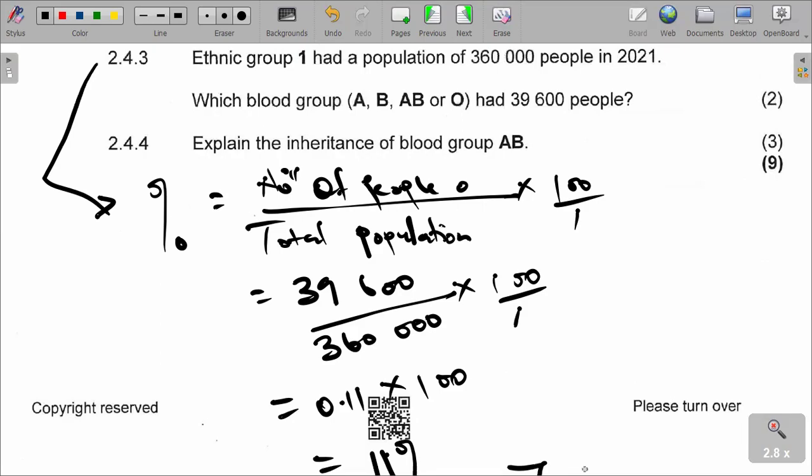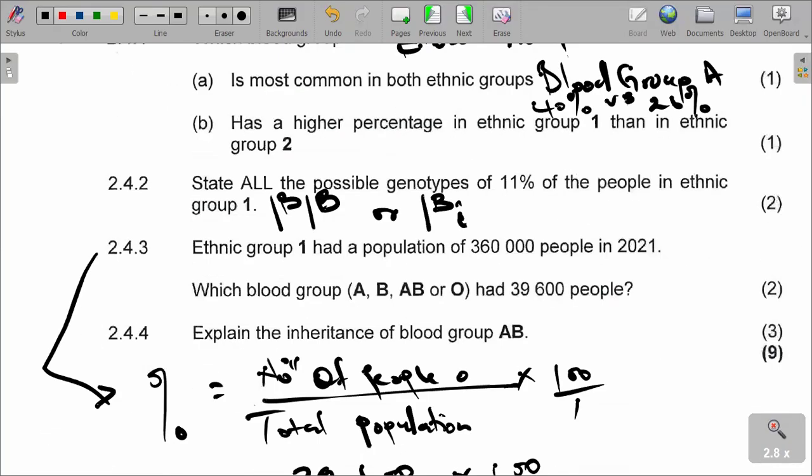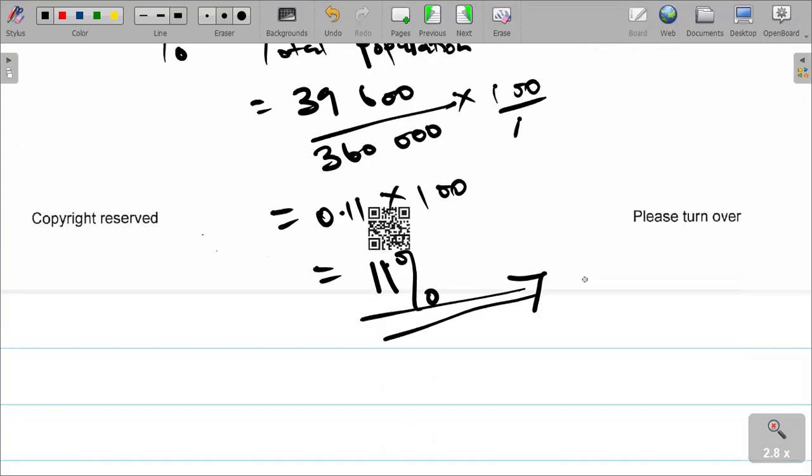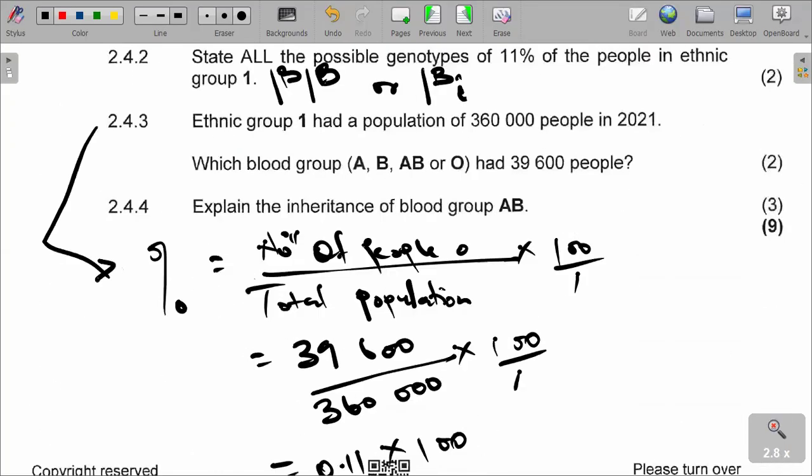So we should identify the blood group in ethnic group 1 with the percentage that we are given there, 11%, which is blood group what? B. 11% is represented by blood group B.